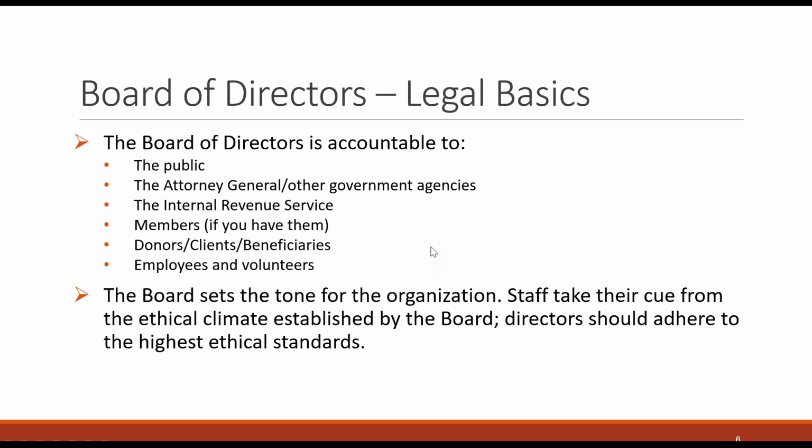Something we need to emphasize, but maybe will lose sight of as we get into the nitty-gritty of what these fiduciary duties are, is that an important role of the board is setting the tone for the organization and setting a culture of compliance. Staff and volunteers take their cue according to the ethical climate established by the board. So outside of these being legal duties that we care about, we also want the directors to adhere to and set a high ethical standard so that it flows down through the organization and you avoid legal risks or problems in the future.